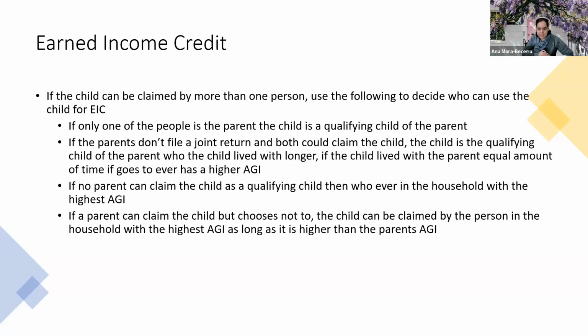If both people claiming the child are the parents, then it goes into who the child lived longer with during the year. If that is the same, then it goes into who has the highest AGI. And then that's who the child can be rightfully claimed by. If none of the taxpayers are the child's parent, then it goes to the highest AGI.